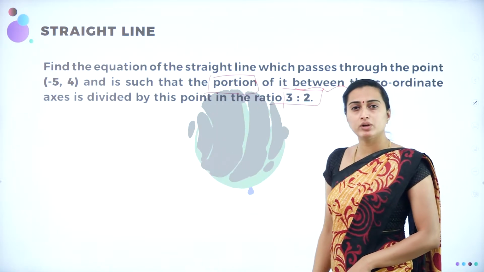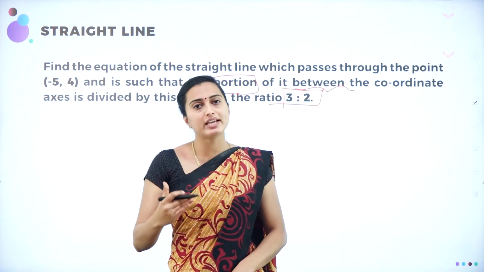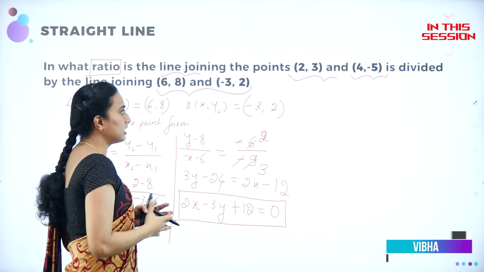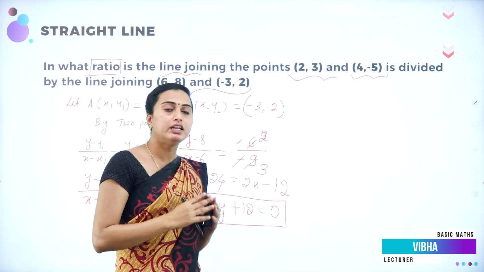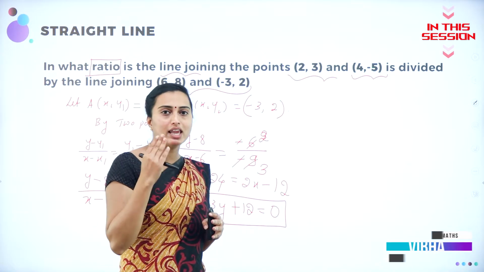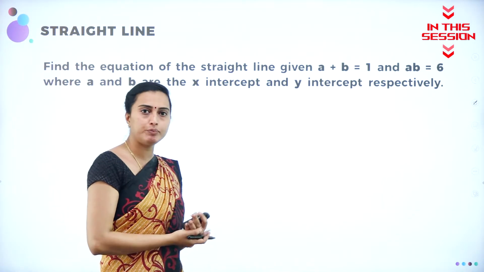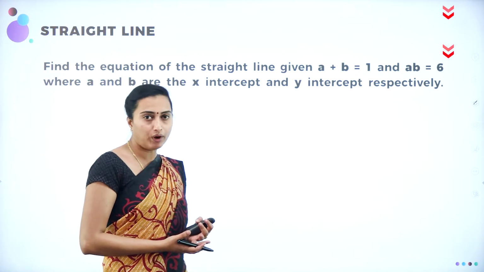So they've asked you to find out the equation. Equation means you have to reduce to the form of ax plus by plus c equal to 0. So how can I take it as in the ratio? Let the line joining the points divide in the ratio k is to 1. If they have given x-intercept, y-intercept, obviously it will be an intercept form, x by a plus y by b is equal to 1.